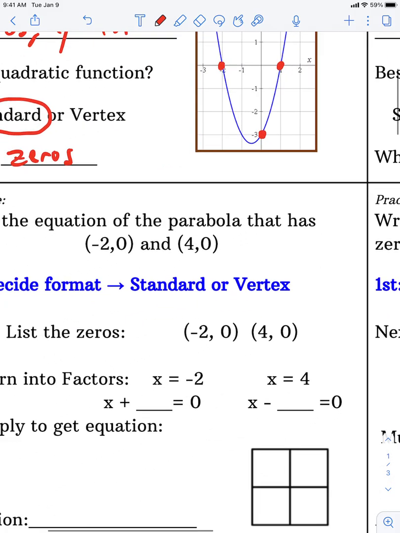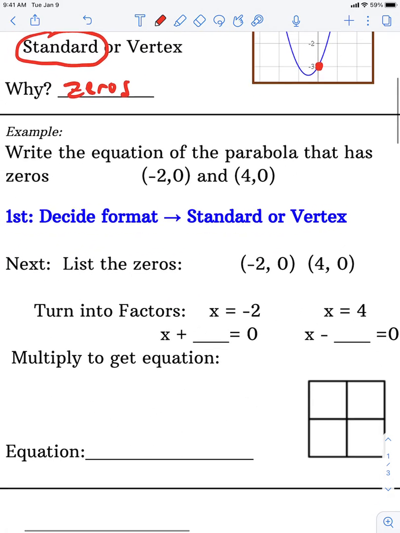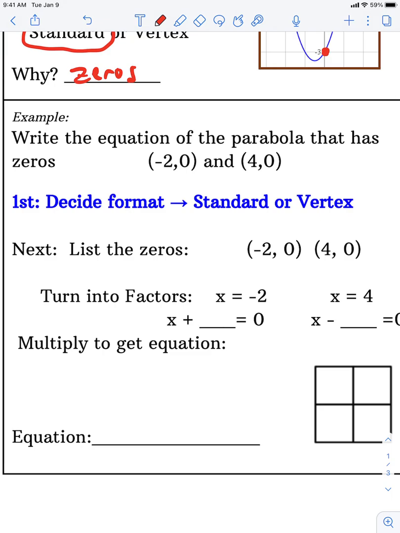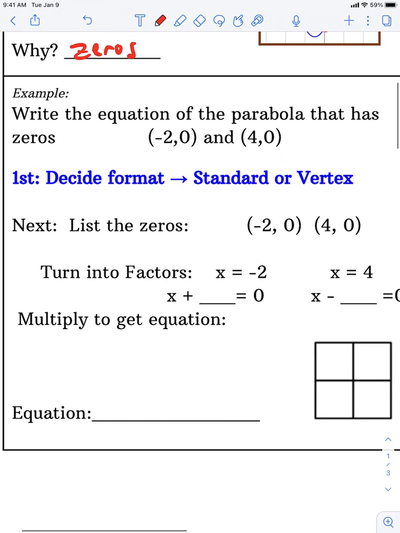Let's start with this example. It says write the equation of the parabola that has zeros of -2, 0, and 4, 0. Pretend you saw that on the graph. You'd see the two zeros, and like we just talked about up here, that's for standard form. So we're going to decide to write that in standard form because we have the zeros.